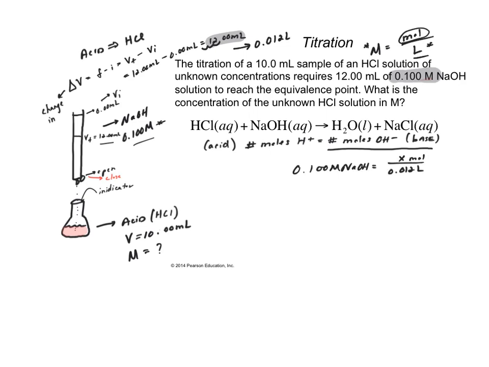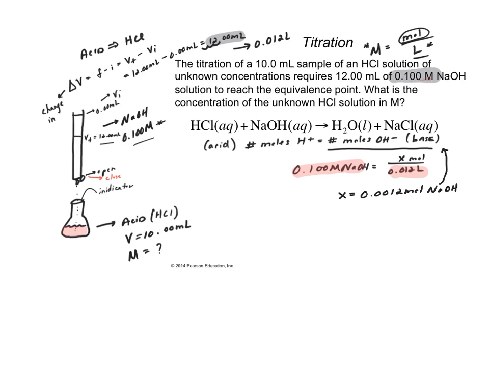When I multiply the concentration times the volume, that's how I'm going to solve for X. That ends up being 0.0012 moles of NaOH. Again, that's how many moles of sodium hydroxide we have released to get to the equivalence point.